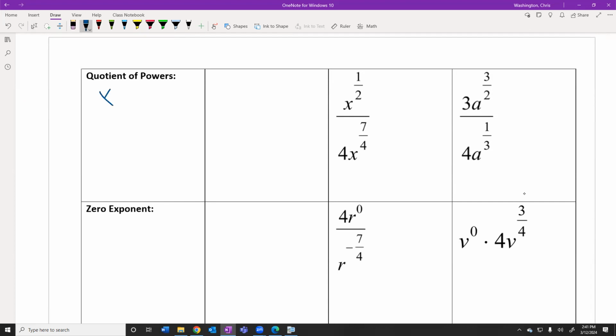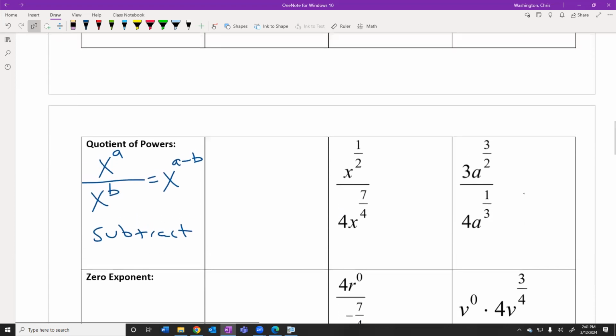Same idea. What if we had x to the a, but instead of being multiplied, what if it was being divided? What would we do with those exponents? We would subtract those exponents. That is correct. So we're going to subtract the exponents. Keep that in mind, because we're going to need to know that in order for me to show you why the negative exponent property works.